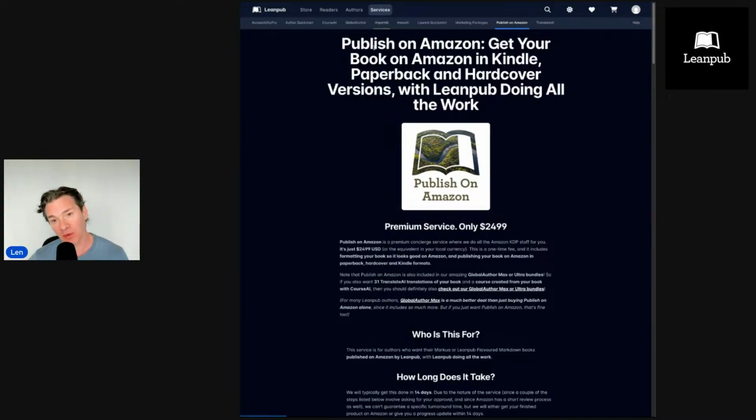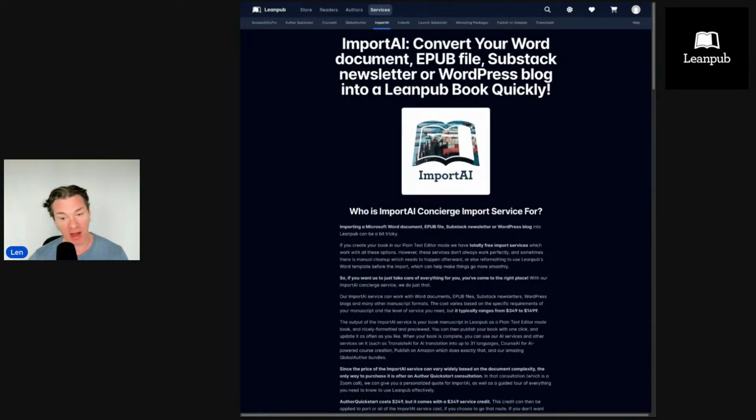We've got an Import AI service as well, where if you haven't written your book on Leanpub, but you've got a manuscript, say in Word or something like that, we can get you up and running on Leanpub, so you can use amazing features like Translate AI to get your book available in many different languages.